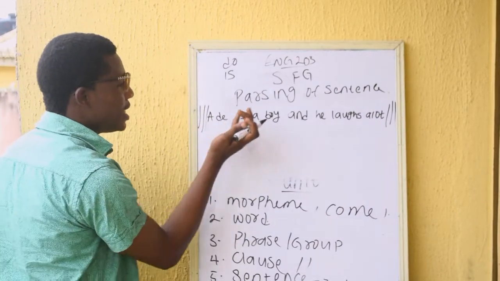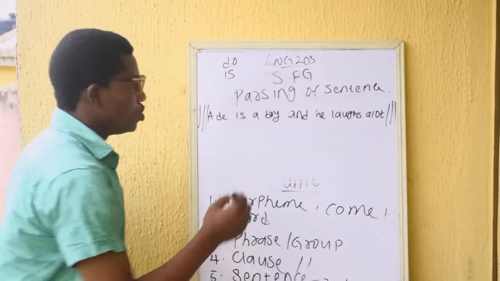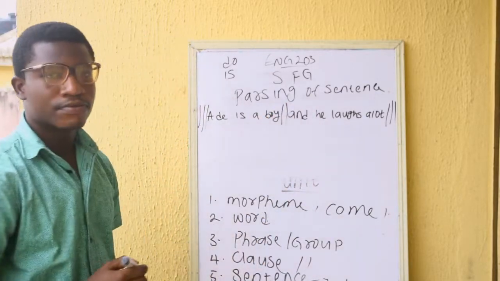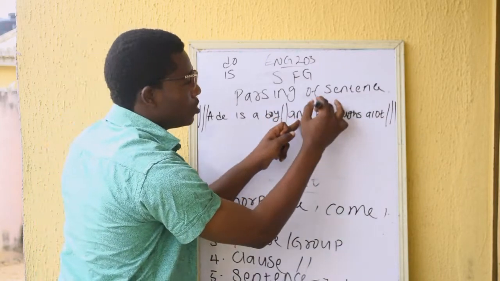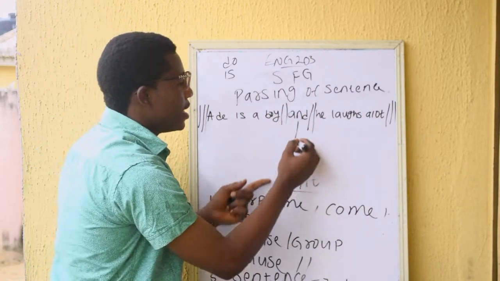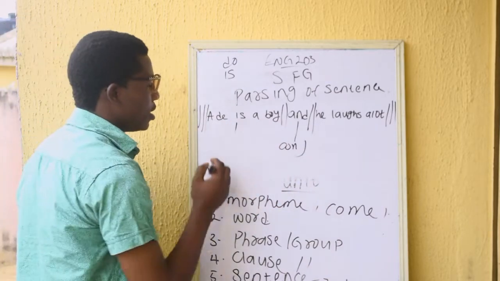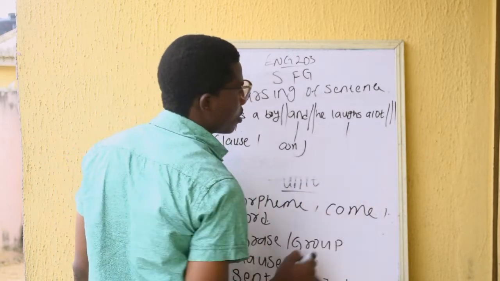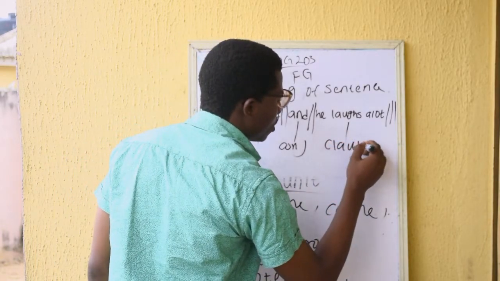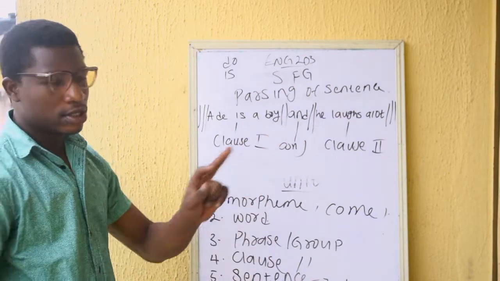Now, "Ade is a boy." That is a clause. You put 1, 2. "He laughs a lot." 1, 2. So here is the word conjunction. Here is clause 1, clause 2. Is that clear?